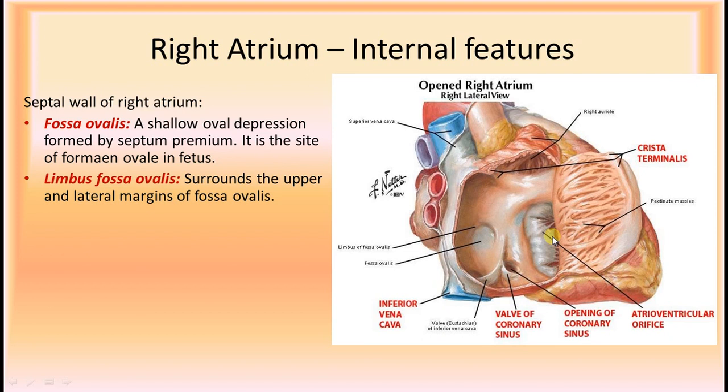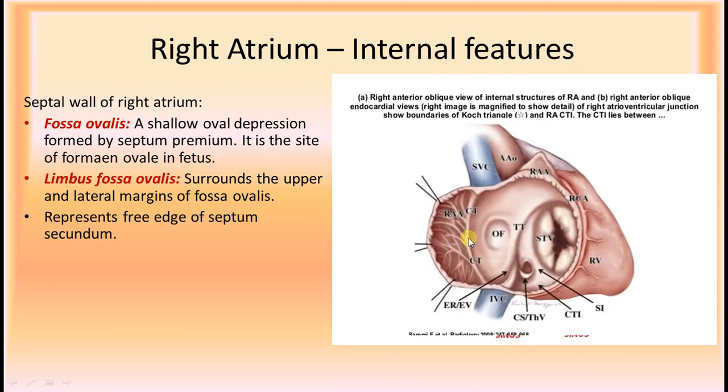So that is the fossa ovalis and the limbus fossa ovalis, which represents the free edge of the septum secundum. Here you are able to see the opening of the right atrium, the smooth posterior part where you see the opening of the coronary sinus, inferior vena cava, superior vena cava. This is the rough part. The smooth part and rough part are separated by the crista terminalis. I told you the valve of the IVC is continuous to the right side with the lower part of crista terminalis, and here to the limbus fossa ovalis.